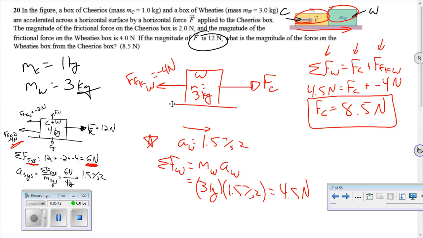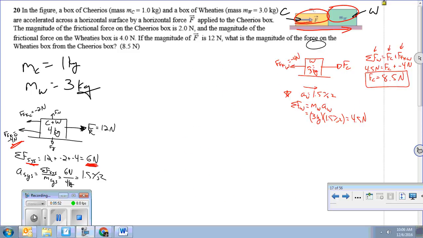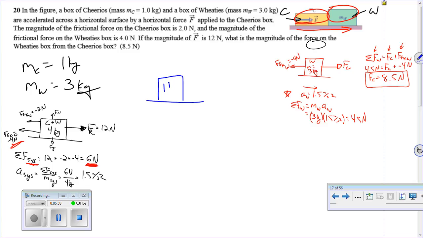So let's take a second and analyze the box of Cheerios and see if we can find the force of the Wheaties pushing the Cheerios box and see if it gives us the same answer, all right? Let me clear up the... All right, so now let's look at the Cheerios box. So here's the Cheerios box. It's a 1 kilogram box. I know that it's accelerating at 1.5 meters per second squared. So the net force on the Cheerios is going to be mass times acceleration. So 1 times 1.5, that's just going to give you 1.5 newtons, right?